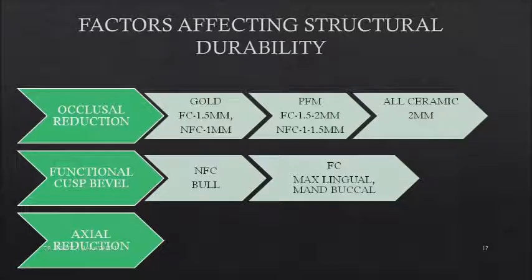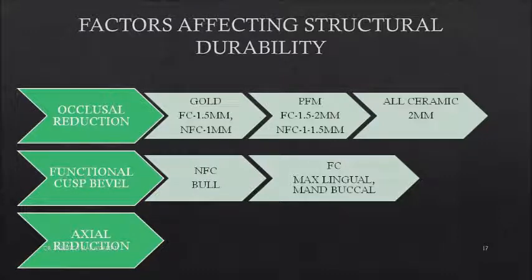It is determined that the occlusal reduction for a gold alloy must be 1.5 mm on the functional cusp and 1 mm on the non-functional cusp. For a metal ceramic restoration, it will be 1.5 to 2 mm on the functional cusp and 1 to 1.5 mm on the non-functional cusp. And an all ceramic restoration should have an occlusal clearance of 2 mm.